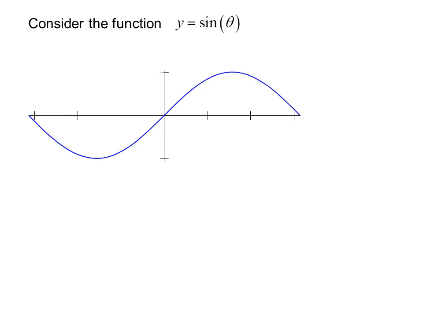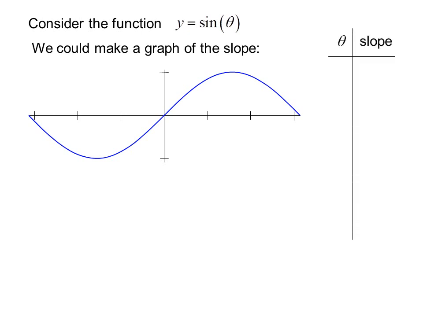Consider the function y equals sine theta. We could make a graph of the slope. So we make a table of theta and the slope. At negative pi, it appears that the slope is negative 1. So we'll put a dot at negative 1. At negative pi over 2, the slope is 0.